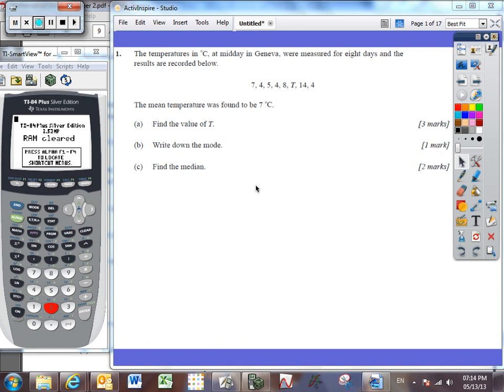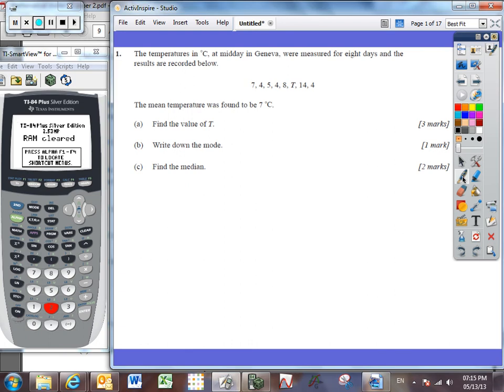Alright, let's do some review for the exam. This is the November 2009 paper. I've extracted some questions that we've covered during the first year of this course. So we'll start with number 1, where we've been given a list of 8 temperatures in Geneva, and one of them is T. We need to find the value of T given what the mean is.